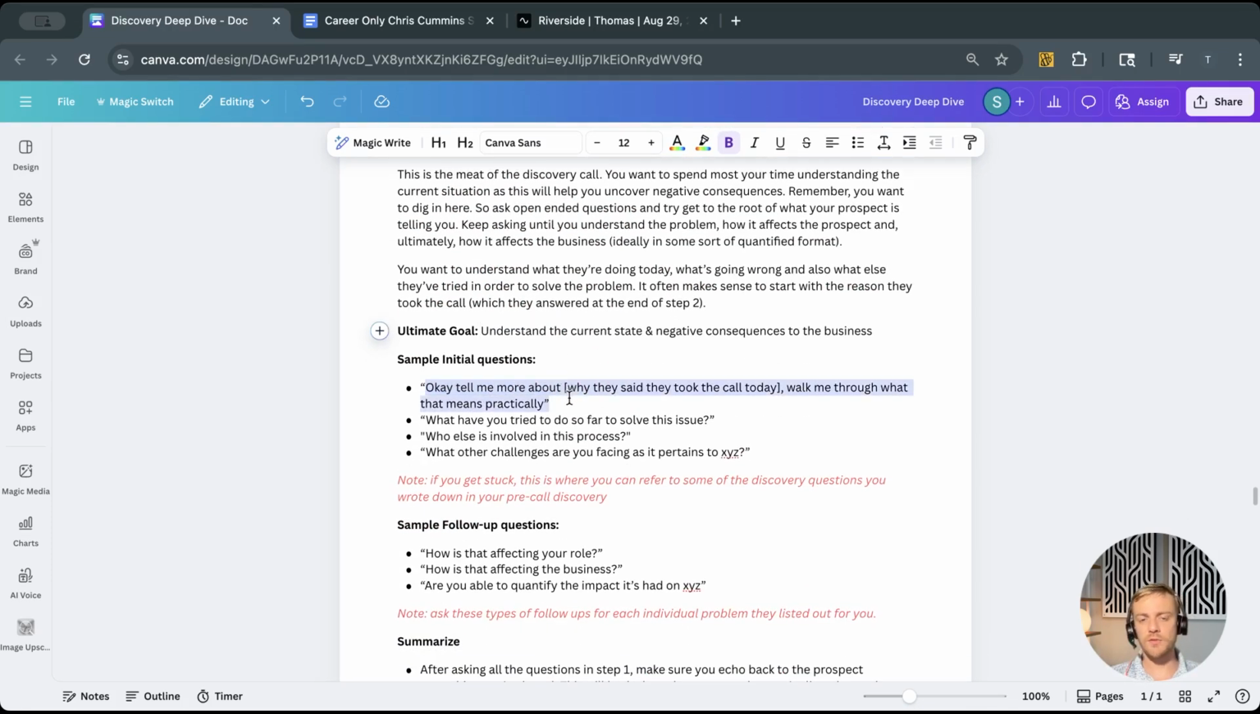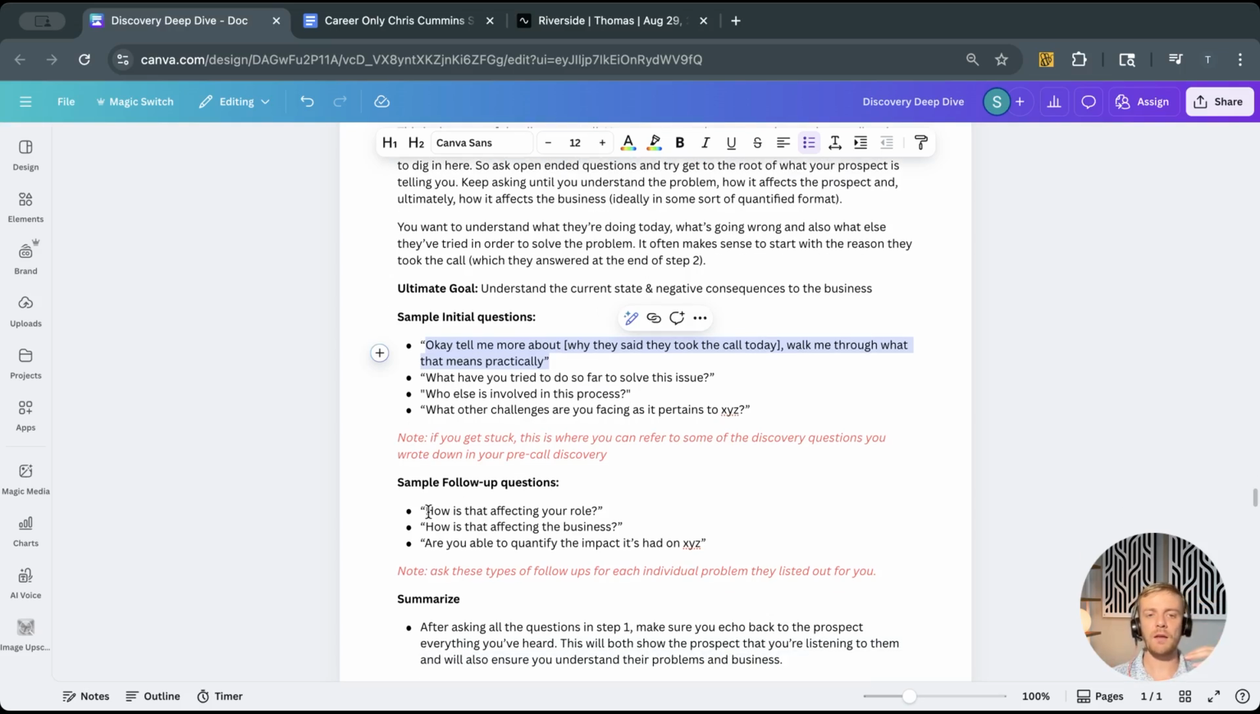Like I said, you usually want to start with why they said they took the call. Then you want to understand what they've tried so far to solve the issue, who else is involved in the process, what other challenges they are facing. You wouldn't ask these in a row. These are just an initial question to ask before you ask follow-up questions. And every time you ask one of these, you want to ask follow-up questions until you really understand it and can try to quantify the pain. So, how is that affecting your role?